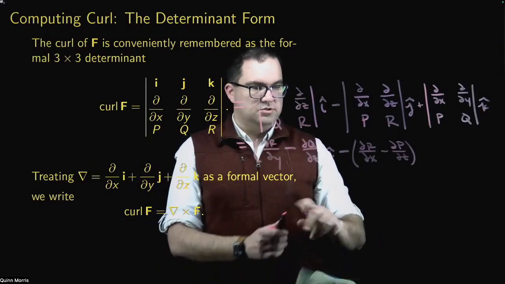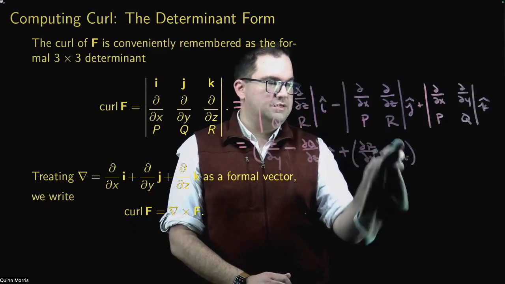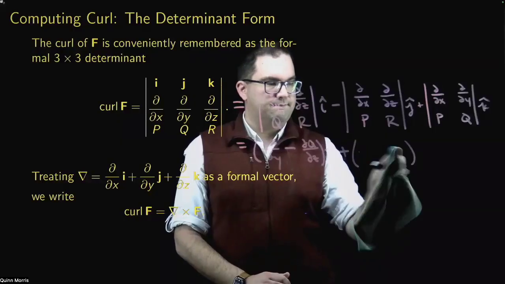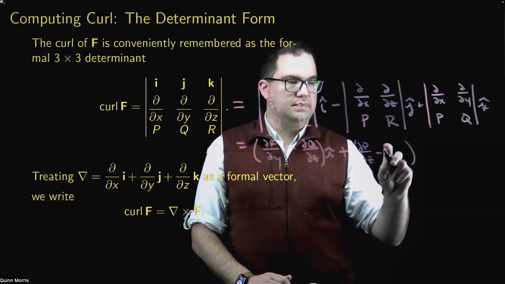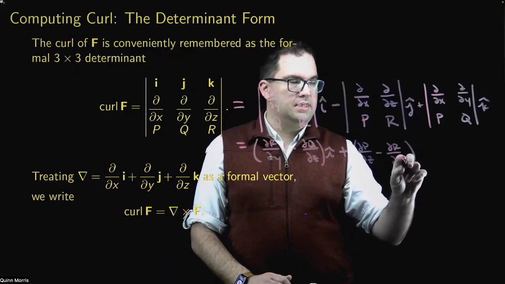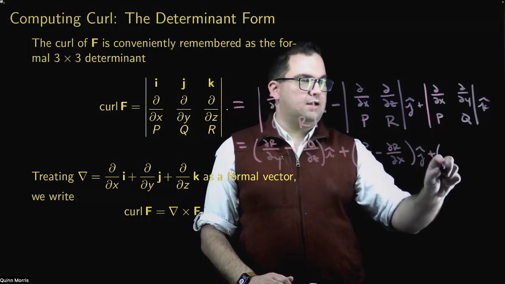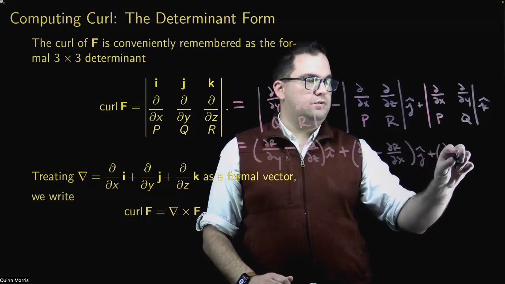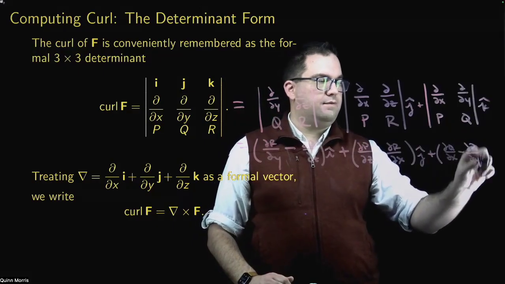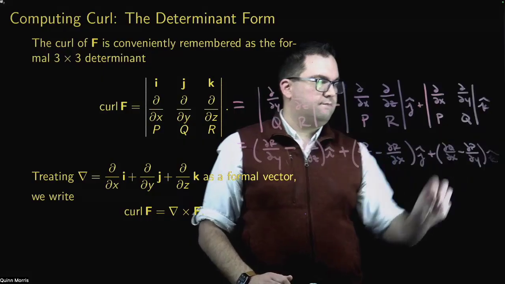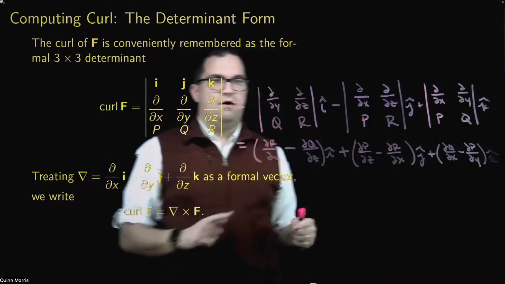So I'm actually going to make this a plus and then just switch the order of these. So I'll have a dp dz minus dr dx j plus, now here finally I get dq dx minus dp dy k. Okay.